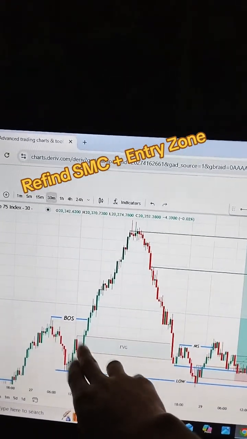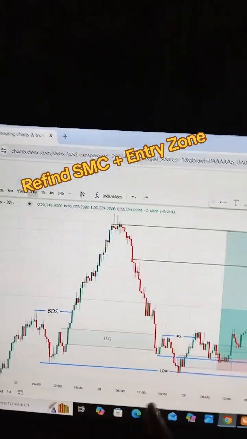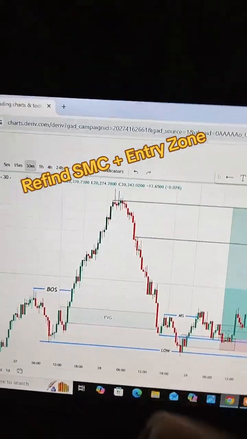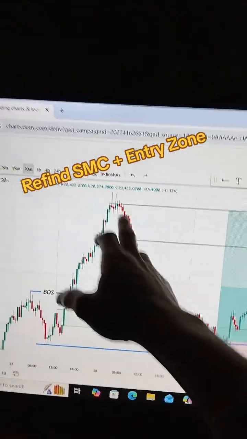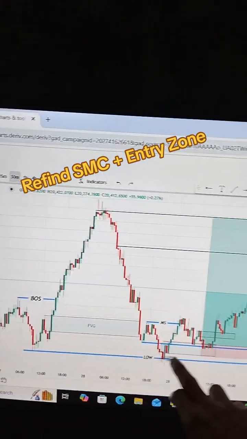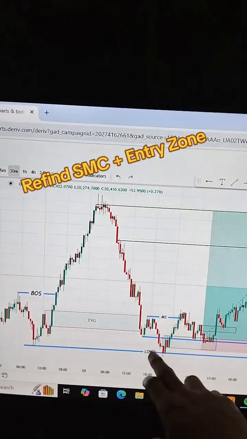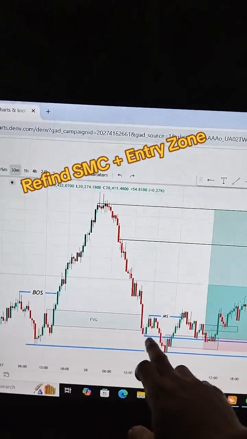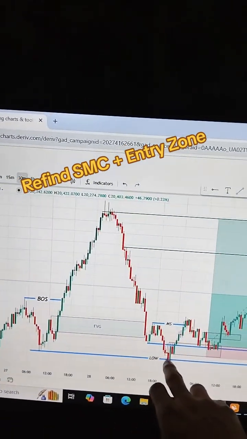So now the market has pulled back to fill in that gap. Remember, I say once the market creates a gap, it always pulls back to fill in that gap. That is why this market dropped all the way down here to fill in this gap, and this is the last low point. So here the market has filled in the gap, it has gotten to our low point.